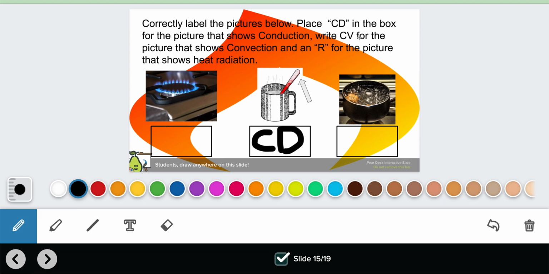Next, let's try to figure out the convection part. So we have two left. Is it going to be the open flame or the boiling pot of water?